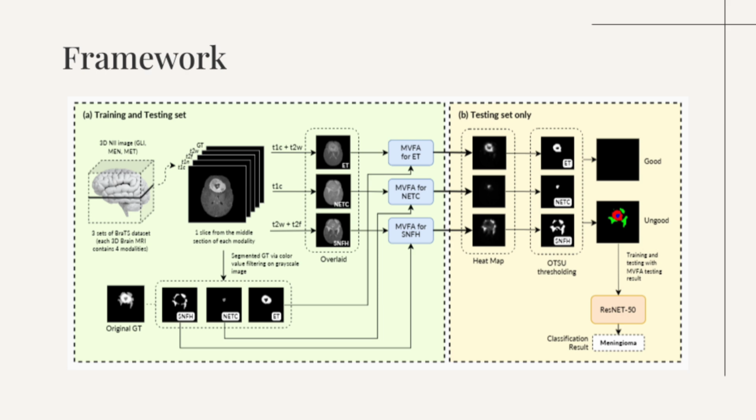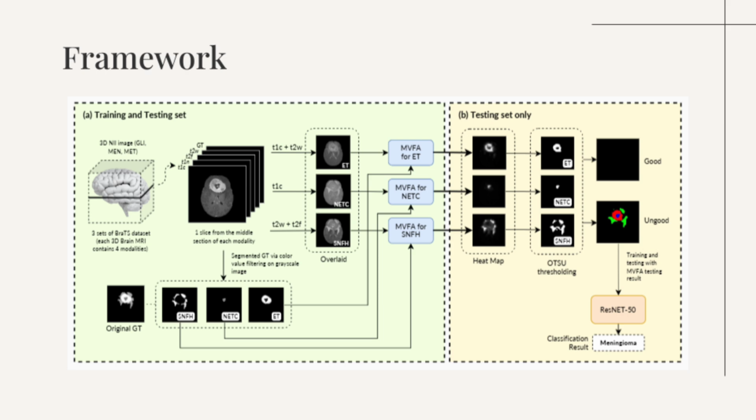Now we will explain the overall framework. Starting with the original BraTS dataset, we took one slice from the center of each modality to obtain the 2D image of the brain. These images are then overlaid with the required modalities for easier detection of the corresponding tumor region. The original ground truth images were also further split into 3 images via color value filtering on grayscale.